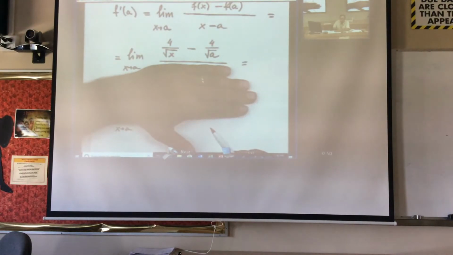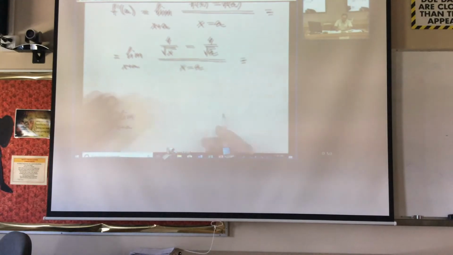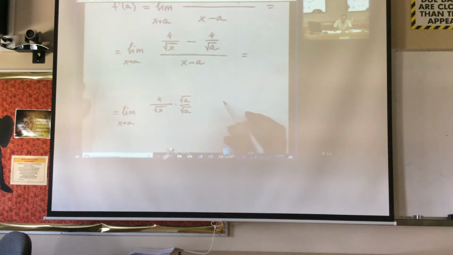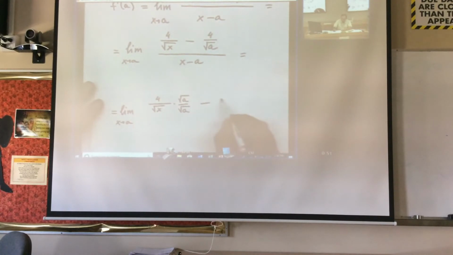Square root of a times square root of x. Yes, no? Square root of x times square root of a. So what do I get? I get 4 over square root of x, and here we'll have square root of a. I don't know if I have to do this step by step like this, but just in case. Minus 4 over square root of a, you'll be multiplying by square root of x and dividing. And over x minus a.